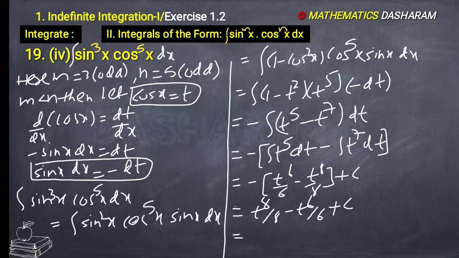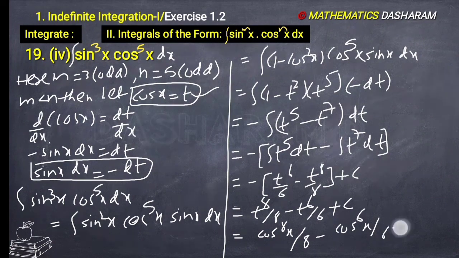Now the t value, how much? Cos x. So cos to the power of 8 x by 8 minus cos to the power of 6 x by 6 plus c is our required answer.